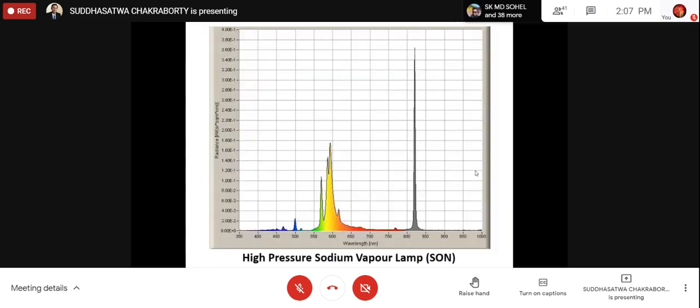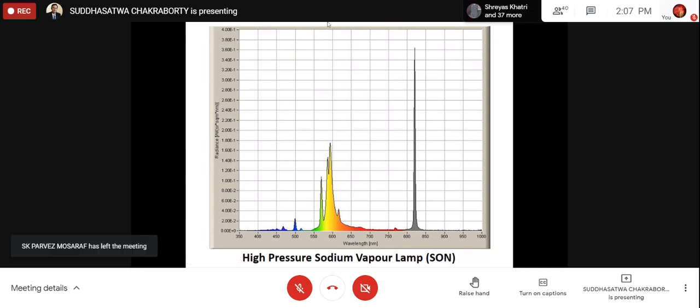Yes, sir. In this way, this is a high pressure sodium vapor lamp. I will come to the color temperature later on. Right now, let us finish the CRI. Then the CCT term will come, which is also very important. So this is the high pressure sodium vapor lamp, or SON, and its SPD as shown. This is what we generally see in our street lighting application, especially yellow street lights.